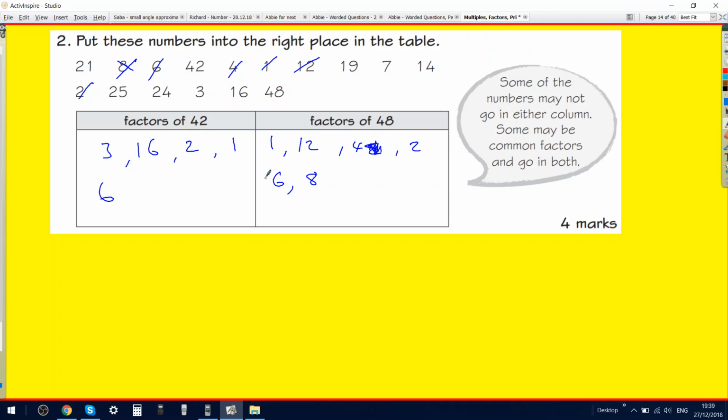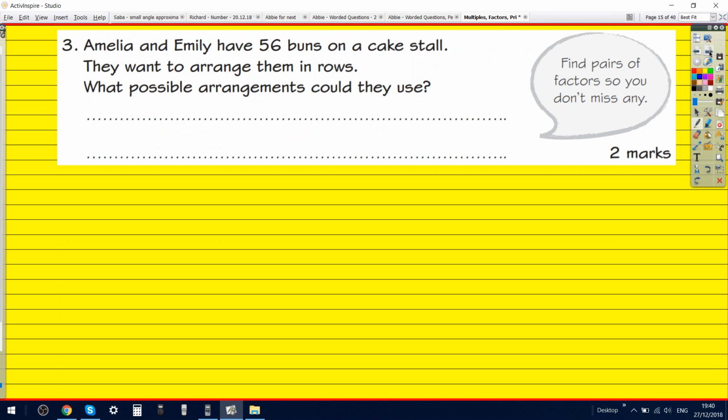42 does not go in 48, but it does go in 42 because that's the same number, and it's in its first times table. What all numbers are. So how about this one? 48 goes in 48 as well, because it's the same number. And maybe we'll finish that later. I think it's okay there.